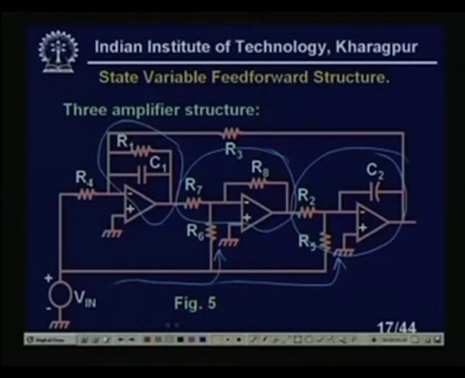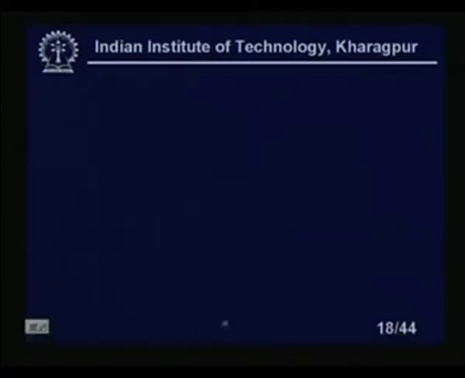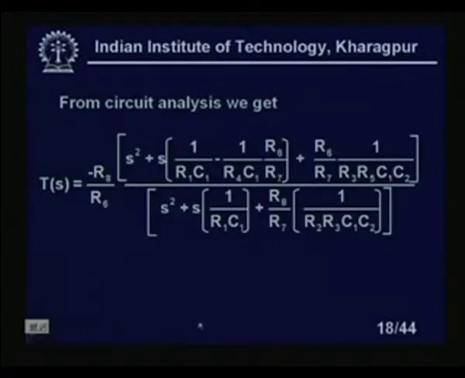Now, the design equation looks like this. From the circuit analysis we can say that the transfer function is minus R8 by R6 S square plus S times 1 by R1 C1 times 1 by R4 C1 R6 by R7, plus 1 upon R3 R4 C1 C2, over S square plus S times 1 upon R1 C1 plus R8 by R7 times 1 upon R2 R3 C1 C2, right.